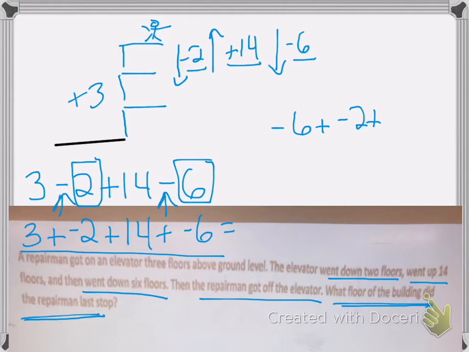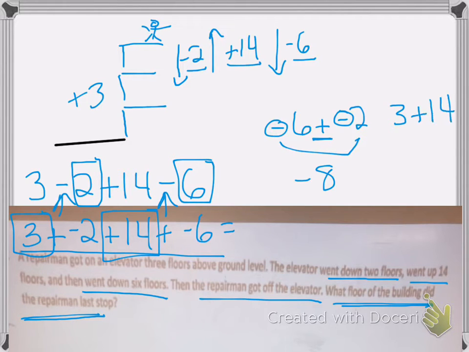All right, so what I told you today in class was that you can do this part first. Put all your negatives together and do that part first. And we get -8 because they're the same sign, so we just straight up add them. Now I'm going to put my positives together. So we've got 3 plus 14. 3 plus 14 is 17. So we've got -8 plus 17.